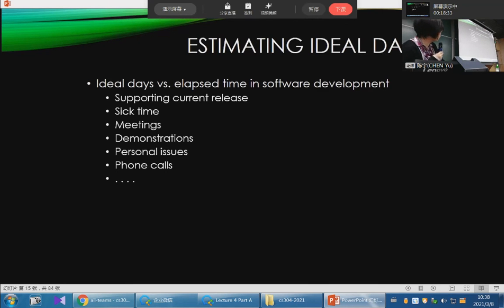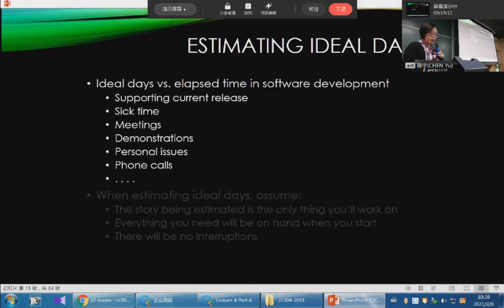I think this is also very good in some sense, because if you are estimating ideal time, usually it does not take care of any reason that may cause you a delay. But when you estimate elapsed time, there are certain benefits, because you can take into account things like sick time, meeting time, or your personal issues. Like if you know that at the end of the semester you have something else, it helps you estimate better, so that you shouldn't put very difficult issues towards the end, for example.